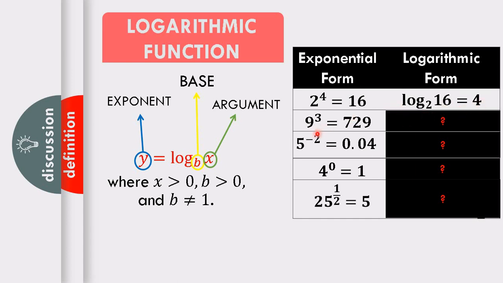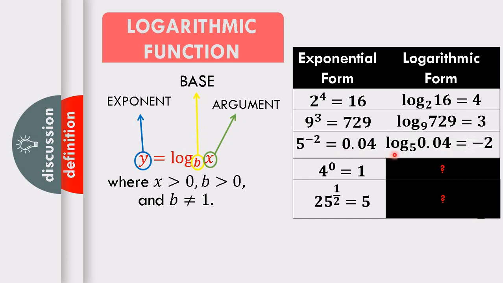So next, 9 raised to 3 equals 129. So we have log of 129 to the base 9 is equal to 3. Third, we have 5 raised to negative 2 equals 0.04. So we have log of 0.04 to the base 5 equals negative 2. Next, the fourth one, we have 4 raised to 0 equals 1. So transform it into a logarithmic form. So we have log of 1 to the base 4 is equal to 0.